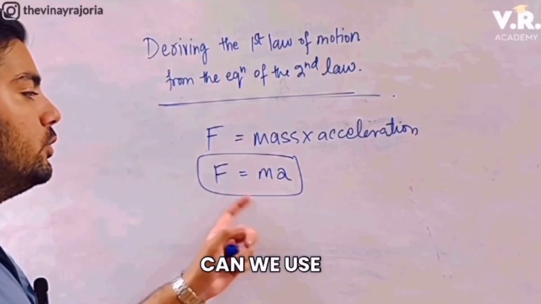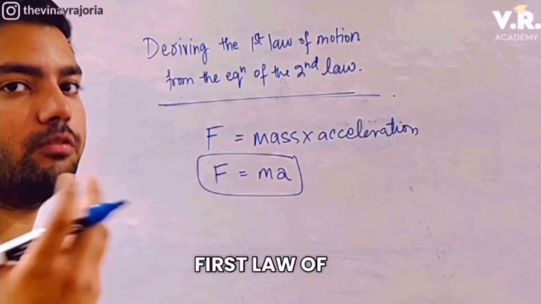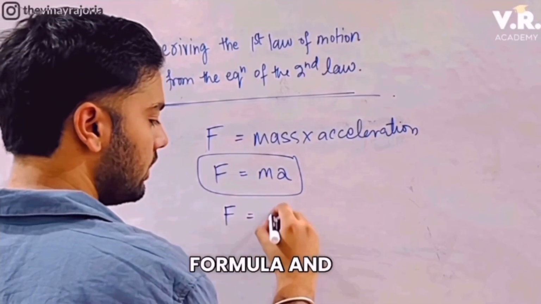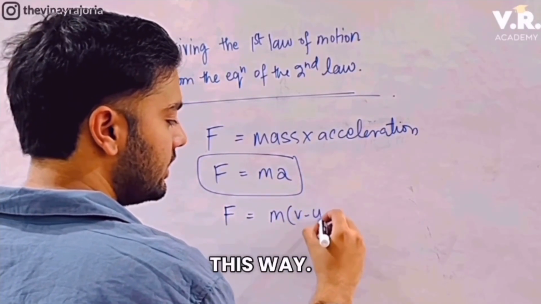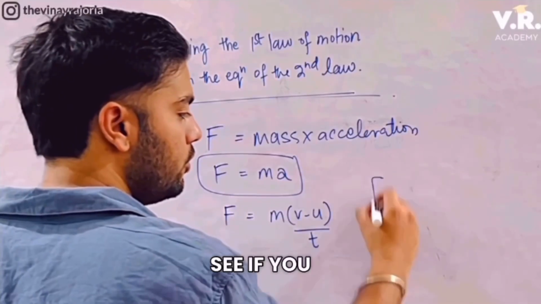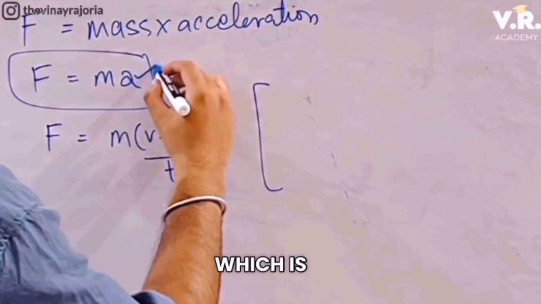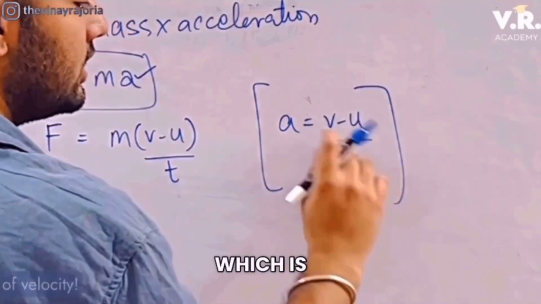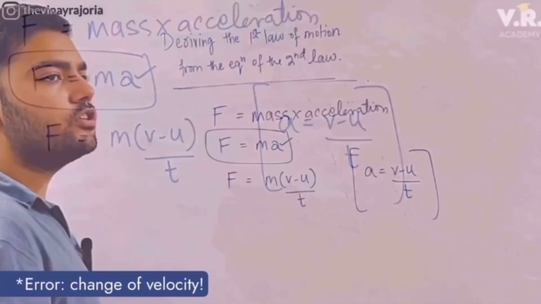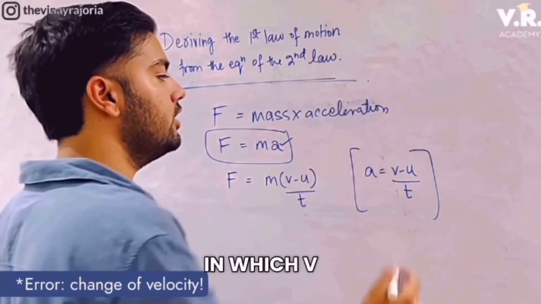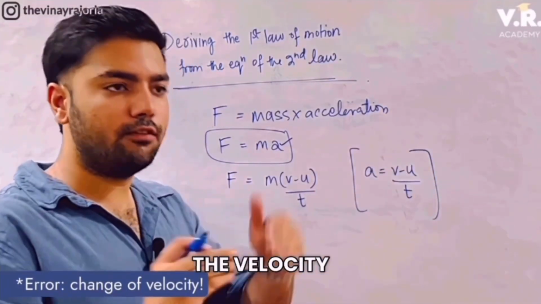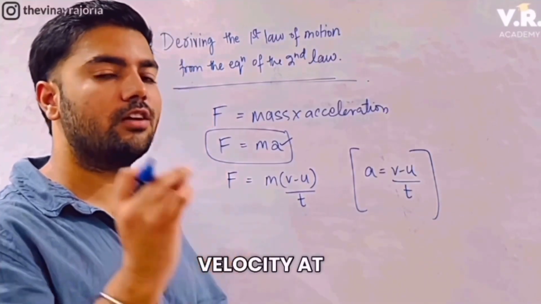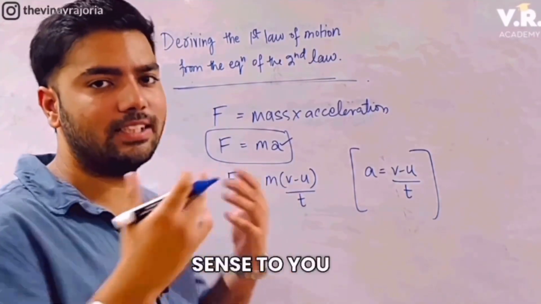But let's see, can we use this equation to prove the first law of motion, which is the law of inertia? To do that, we need to expand this formula and write it in this way. If you know the formula for acceleration, a is equal to (v minus u) by t, which is the change of velocity upon time, in which v is the final velocity, the velocity at which the object finally reached, and u is the initial velocity, the velocity at which the object started, which I already made sense to you from inertia.